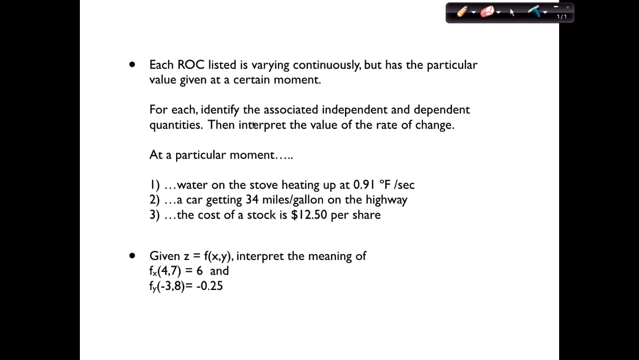Okay, first one, what are the independent and dependent variables? Independent is time, right? And dependent is temperature. So independent is time in seconds, and dependent is the degrees Fahrenheit. And what does this number 0.91 mean? Does it mean that every 1 second the water heats up 0.91 degrees? Yes, but we want to do better than that. What can we say that's better than that?